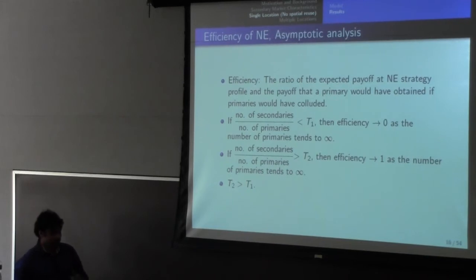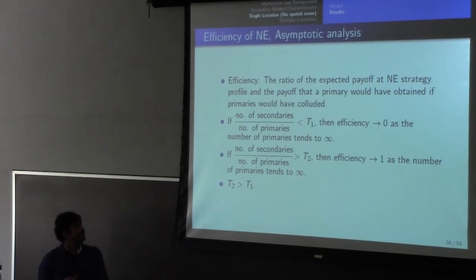We can present the result in terms of the ratio of the demand and the number of primaries, that is, the supply. If the ratio of the number of secondaries to the number of primaries is below a threshold T1, then the efficiency will tend to 0. And if it is greater than T2, then the efficiency tends to 1. So why is it so? If the demand is very small, then there is a lot of competition. The primaries will try to capture this low demand, so they have to select a low price. This brings the efficiency towards 0, because if primaries had colluded, they would still select a very high price because there is no competition.